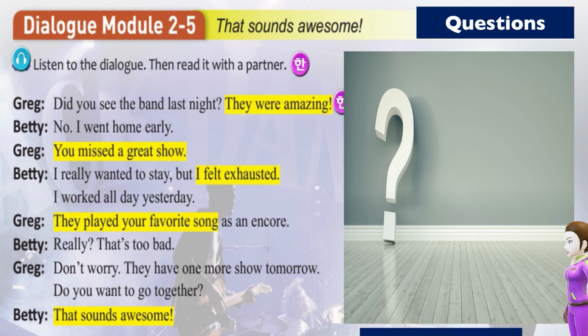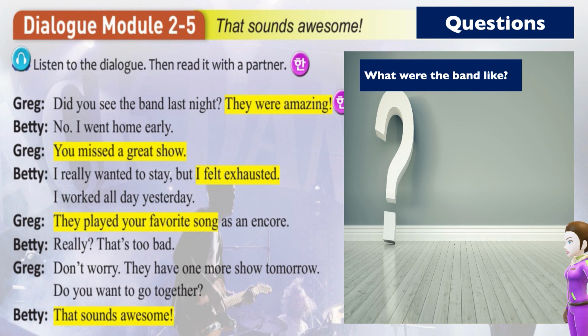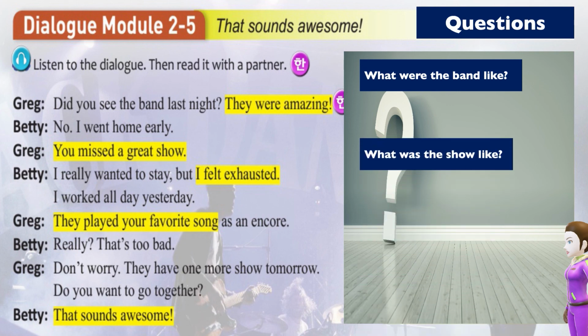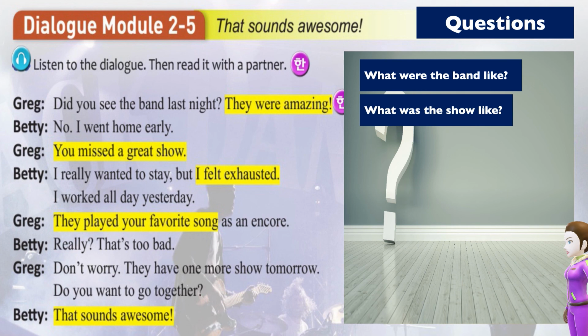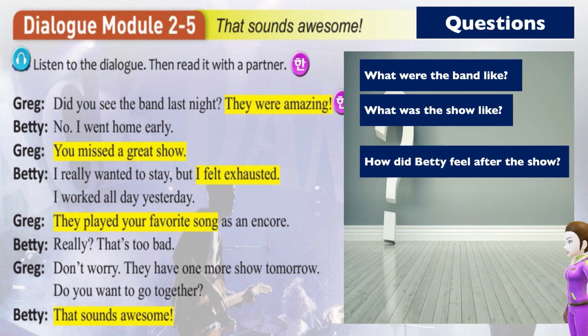So what we're going to do now... Question time. Yes, some questions, but we're going to do them after the break. So first we're going to take... Well, no, let's do the questions. So, Yoongi, what was the band like? They were amazing. What was the show like? Great. It was great. Very good. It was great.